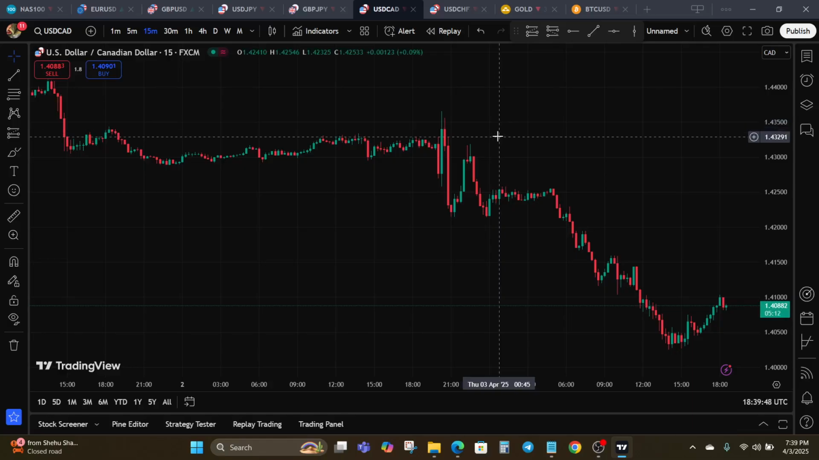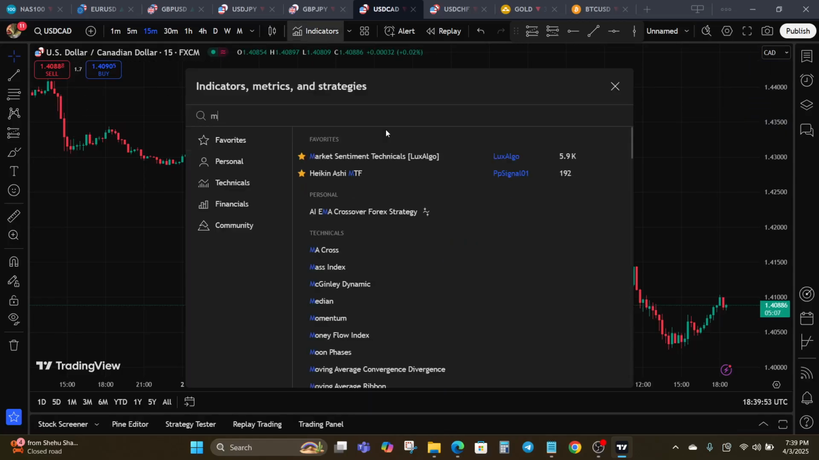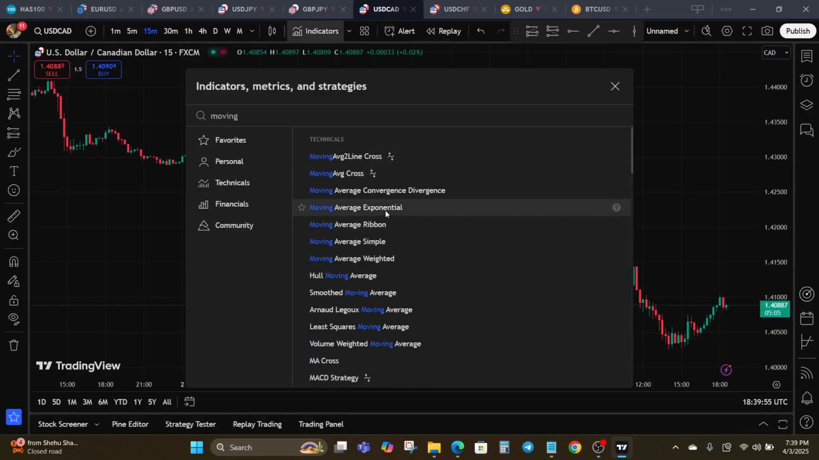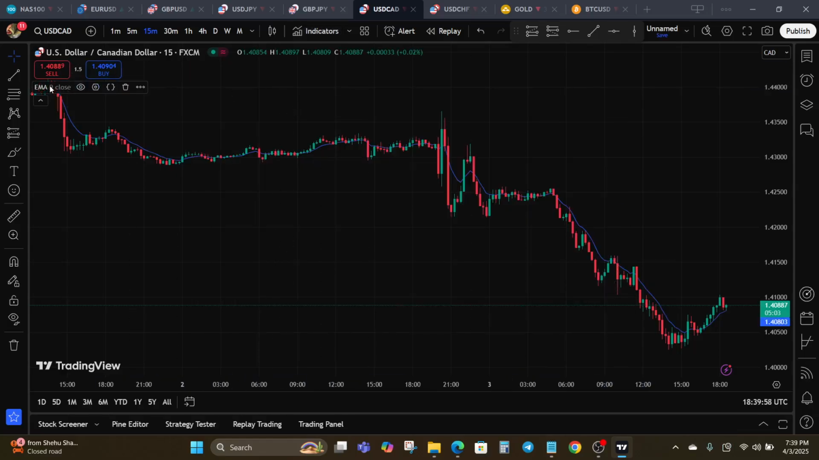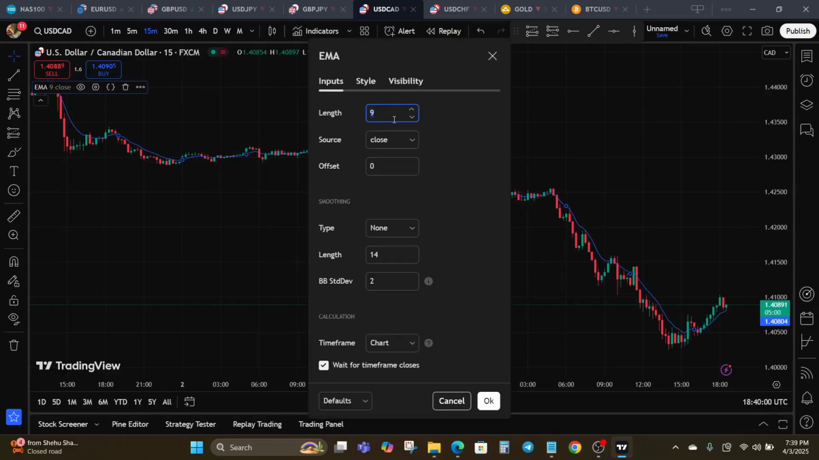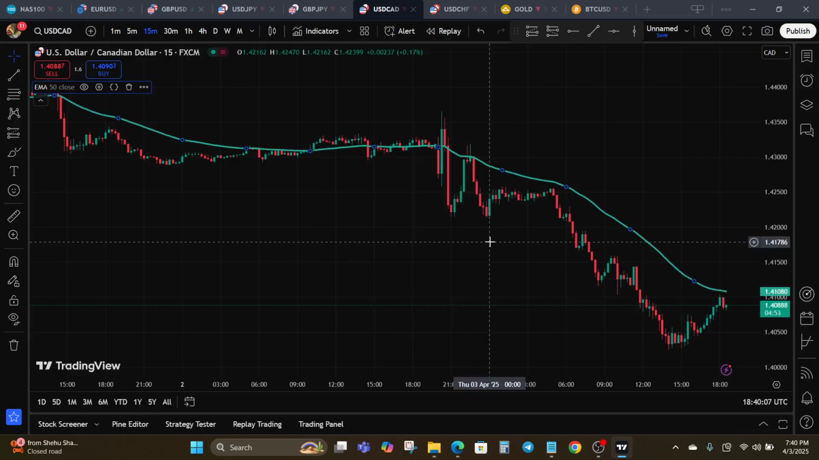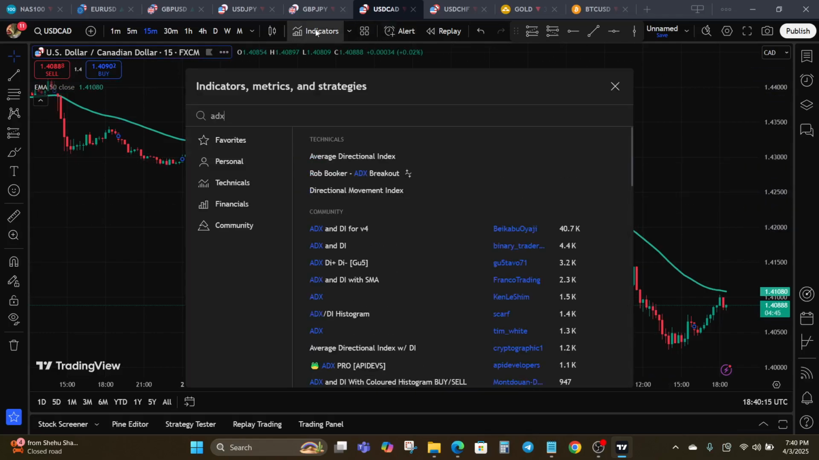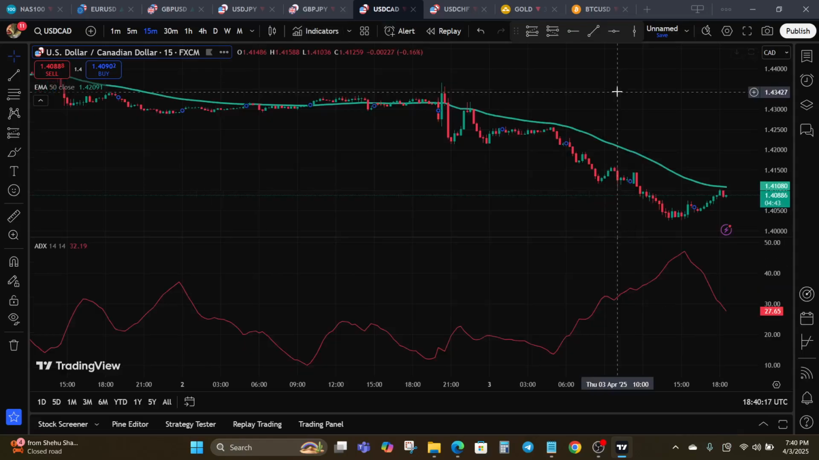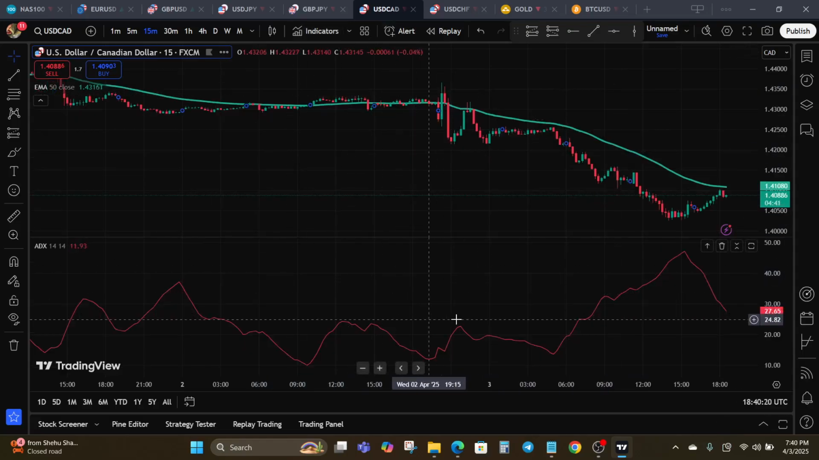That is where the ADX and EMA strategy comes in. Let us add the moving average to the chart. We're going to be using the 50 EMA. So the 50 EMA helps us determine the overall trend direction, while the ADX tells us whether the trend is strong enough to trade.